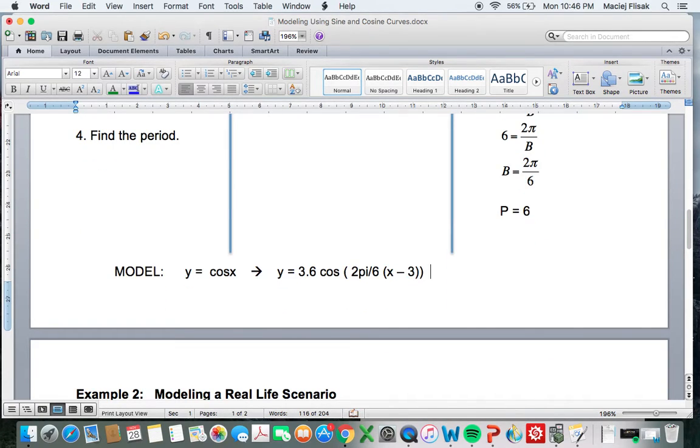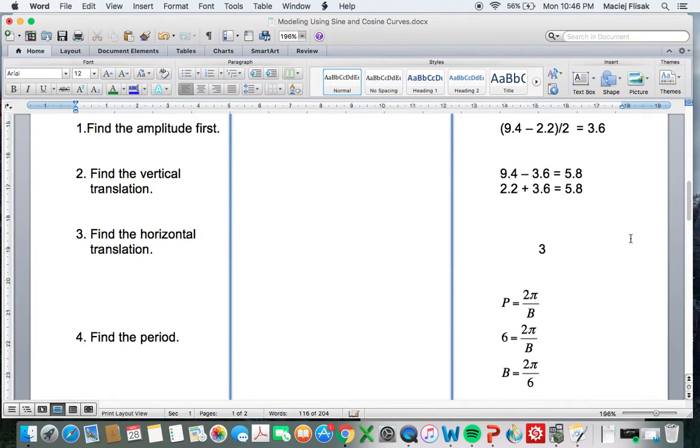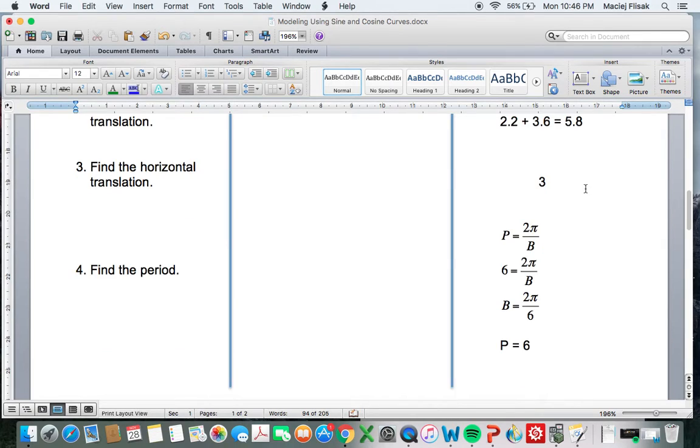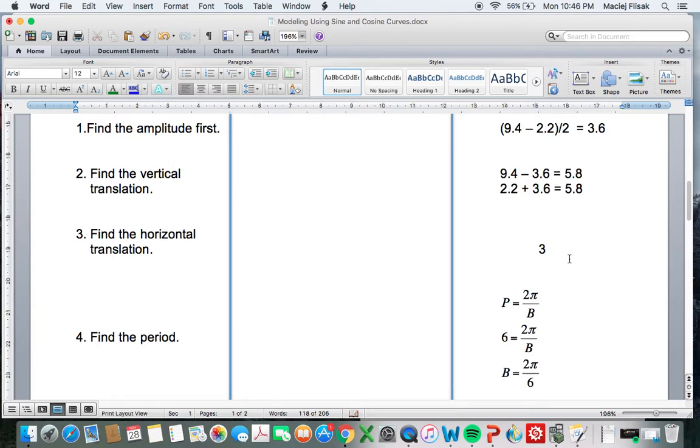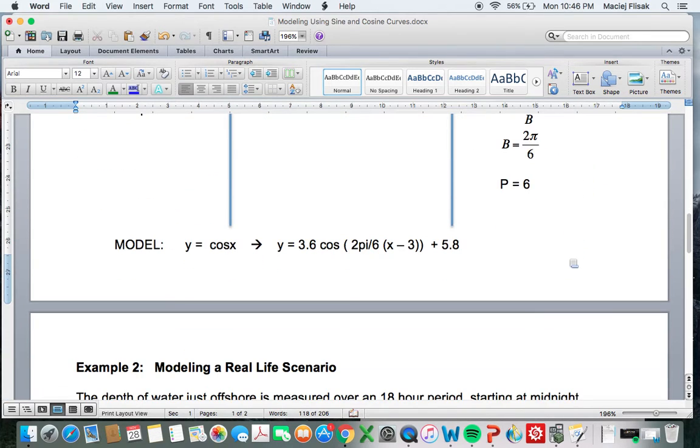And then the d value at the end is your vertical translation, and that was 5.8. Alright, so there's our model for that one. 3.6 cosine 2 pi over 6 x minus 3 plus 8. Okay, think about that some more, discuss with your group, but it's important to know how that works.